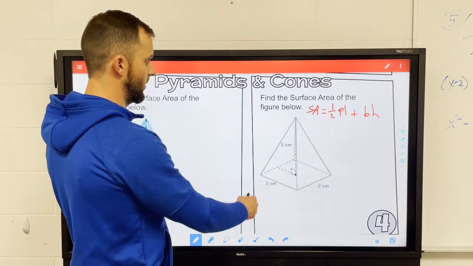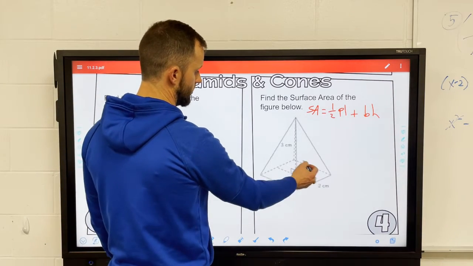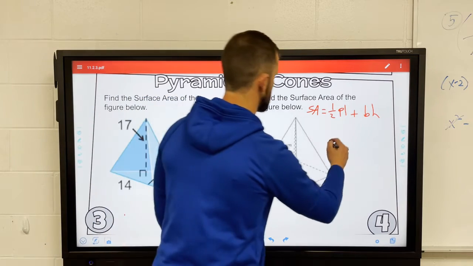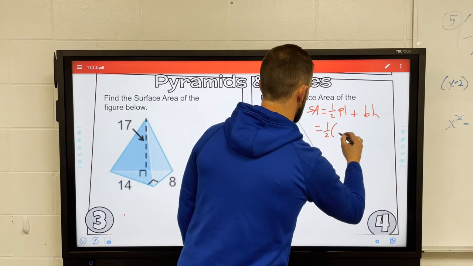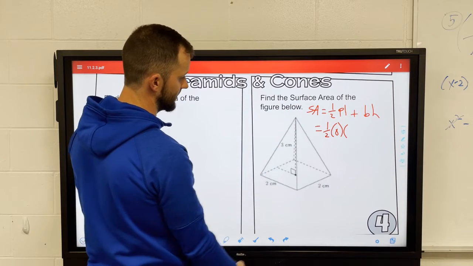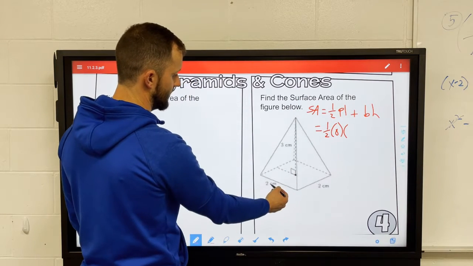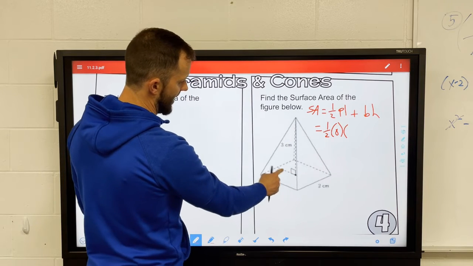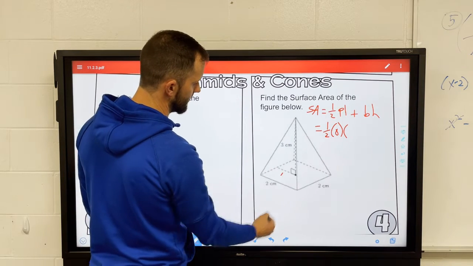So it looks like the perimeter of my base is 2, 2, 2, and 2, which is going to be a total of 2, 4, 6, 8. So I'm going to do 1/2 of 8. And it looks like my slant height in this instance, if you look, I don't have my slant height yet. So my radius is going to be here. So if you look, half of that is going to be 1. So this is going to be 1 here.